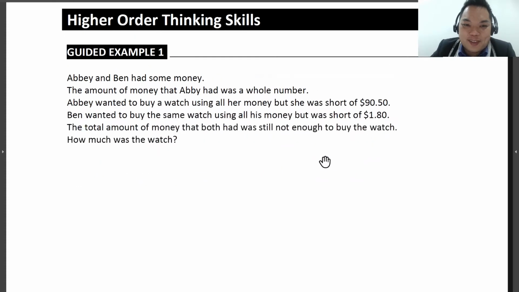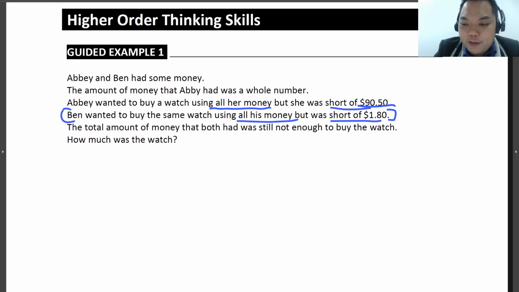Okay, so let's go on to higher order thinking skills. Example 1: Abby and Ben had some money. The amount of money that Abby had was a whole number. Abby wanted to buy a watch using all of her money, but was short of $90.50. Ben wanted to buy the same watch using all of his money, but was short of $180. The total amount of money that both of them had was still not enough to buy the watch. How much was the watch?